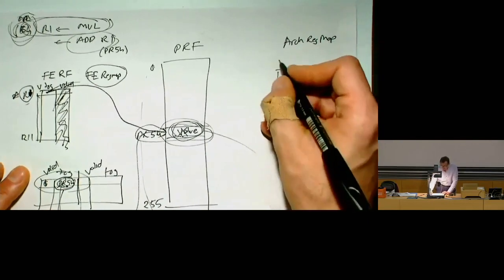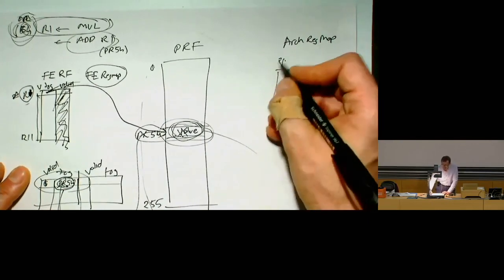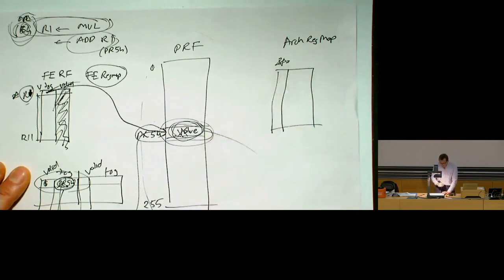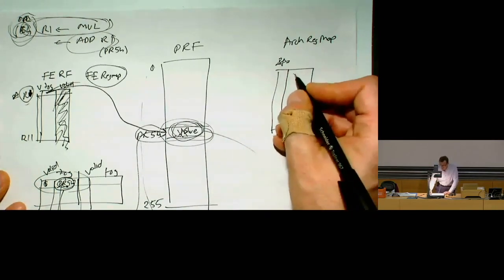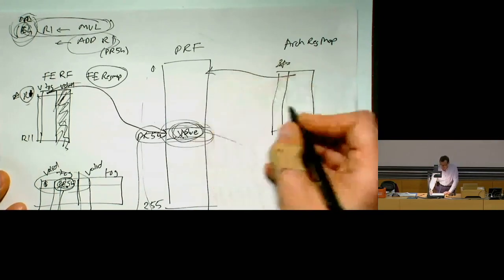Again, we don't want to store values. Architectural registers are always valid, actually. You don't need a valid bit over there because it's your architectural state. It better be valid if you're running a program. What you really have is just pointers.